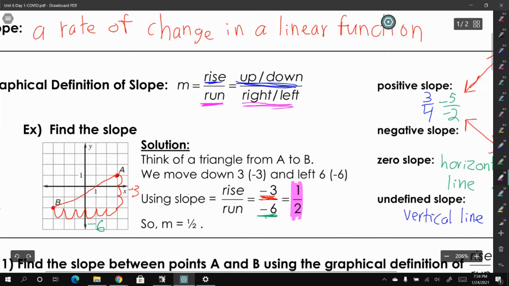Well, what happens if you would have gone the other direction? What if you went from B to A? So if you went from B, you go up 1, 2, 3, so positive 3, and right 6, plus 6. So you get the same answer. I personally like always going from left to right. It's just easier because I'm left-handed, and I can move my hand across the screen from the left side to the right side.